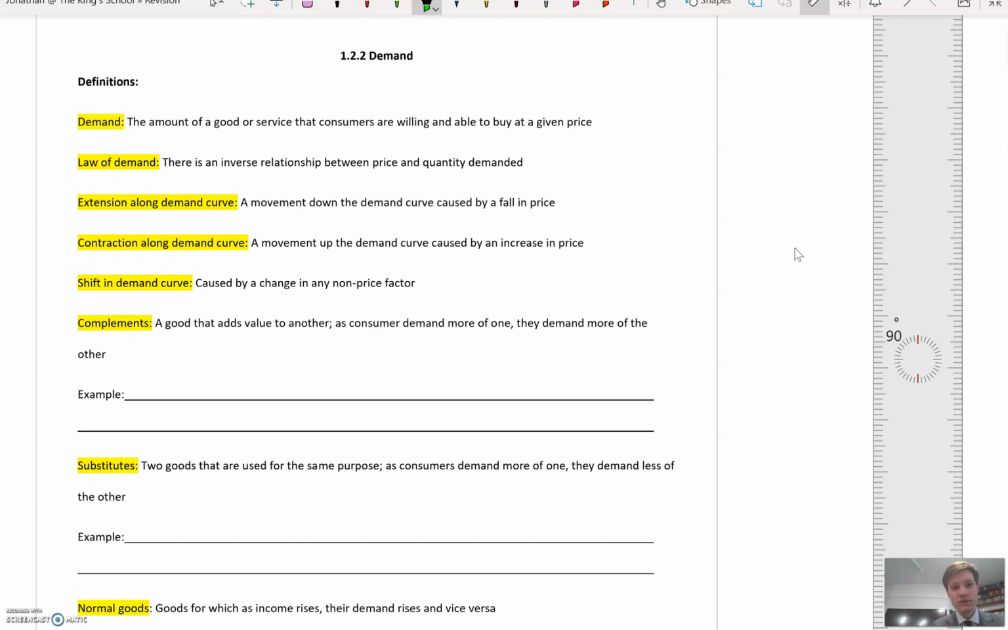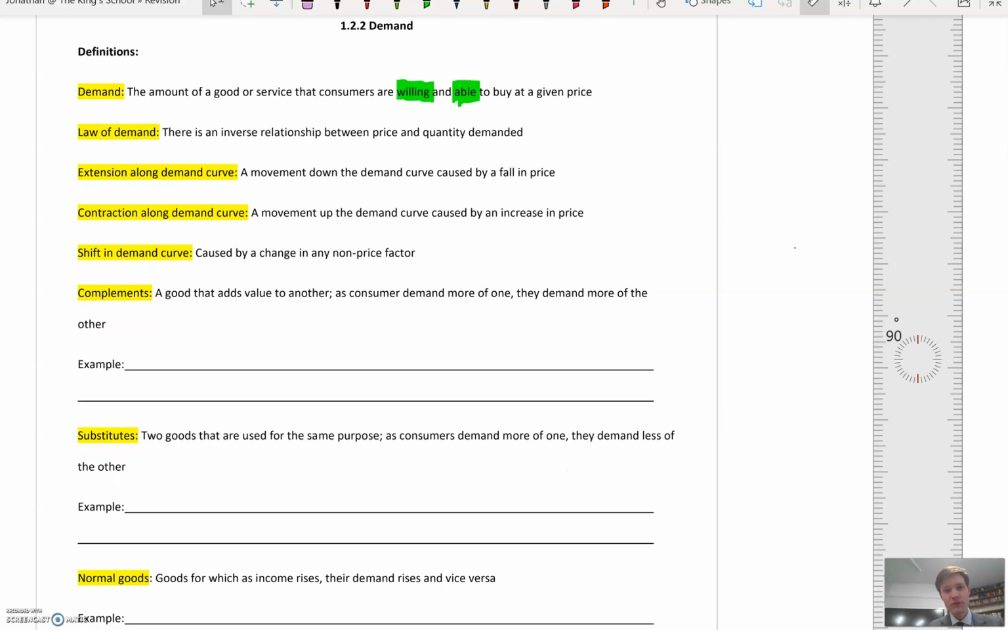You will see that demand is the amount of a good or service that you're willing to buy. That means it gives you utility. Essentially, the utility is greater than the price, and you have the money to buy it. So you have to be willing, you have to want it, and you have to be able to buy it. As the price goes up, the quantity demanded is going to go down. That seems to make sense.